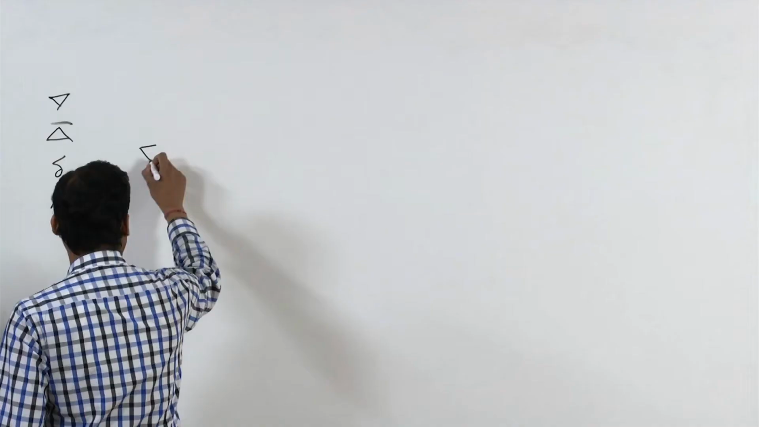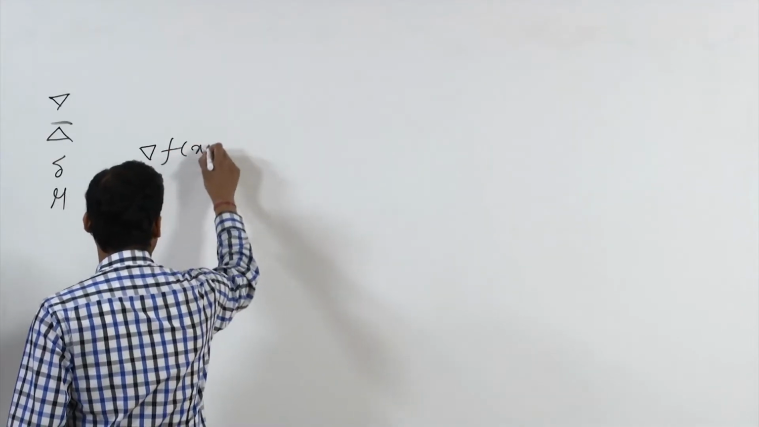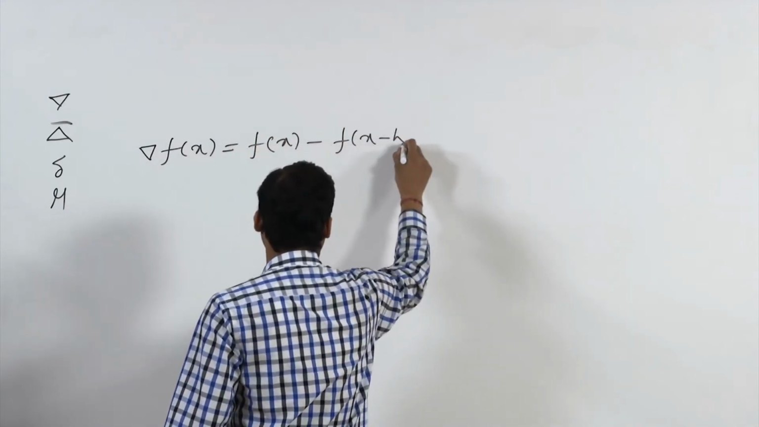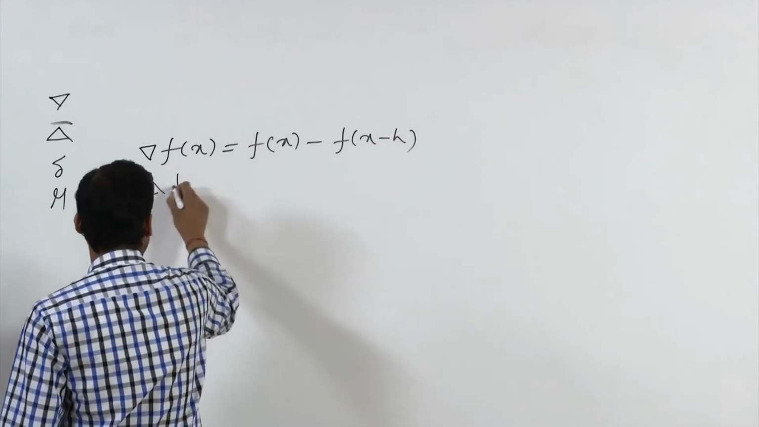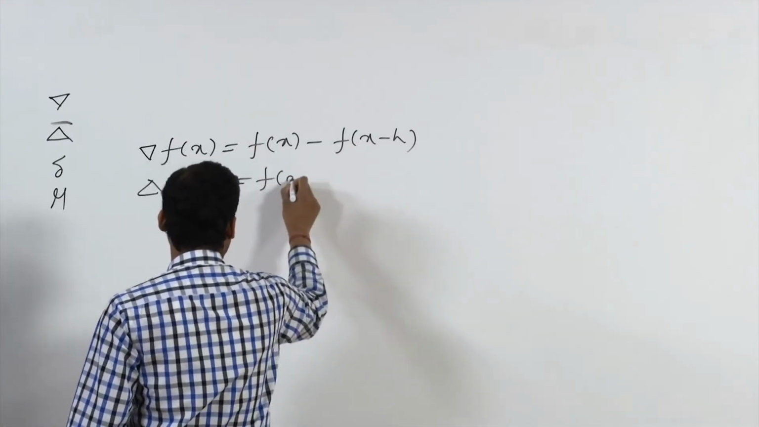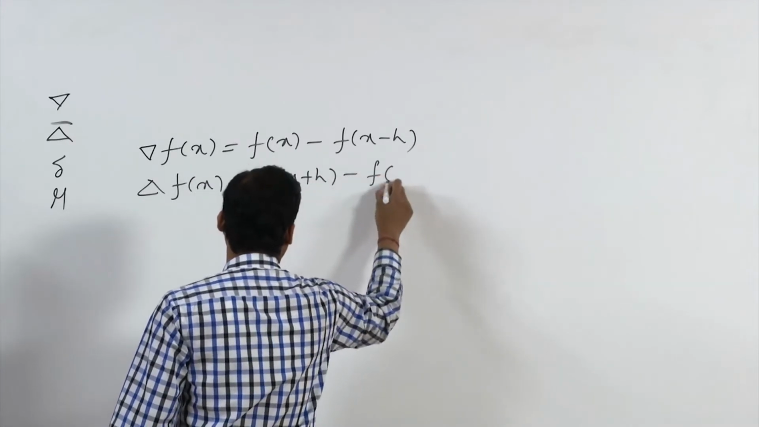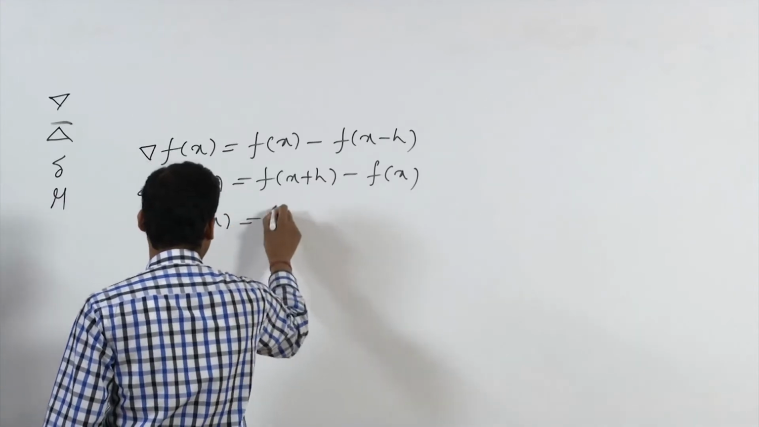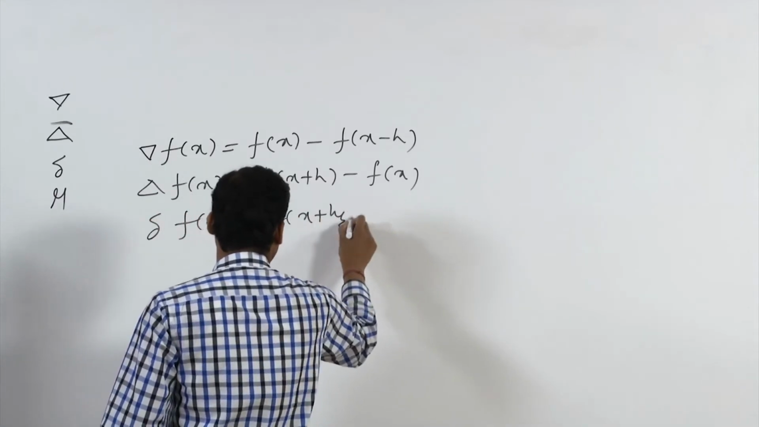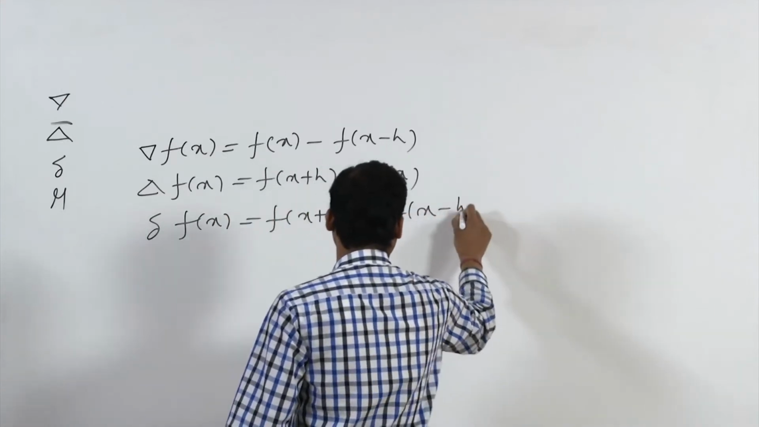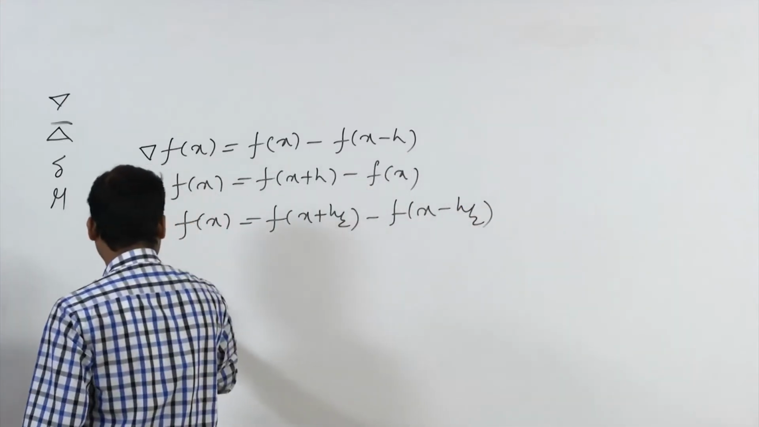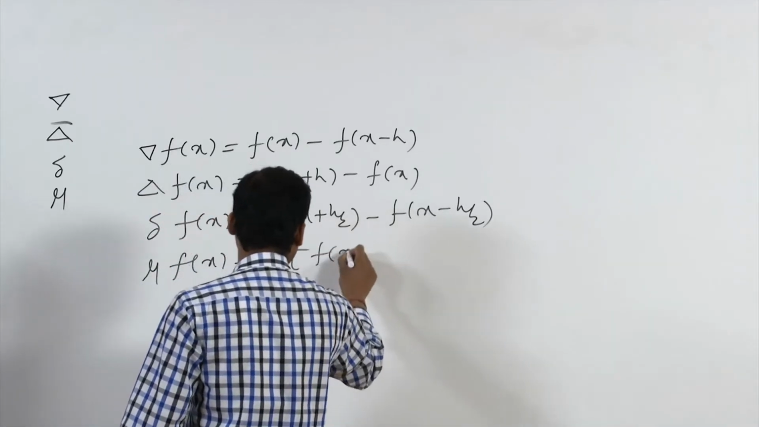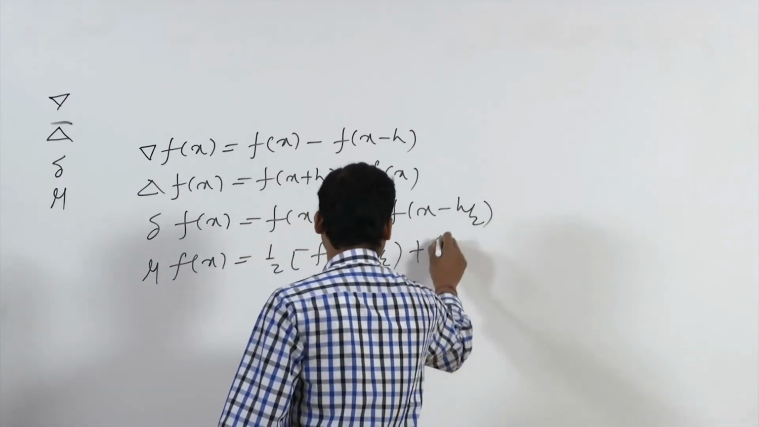So, the forward difference operator and backward difference operators, whatever was operated in the last lecture, are basically expressed as follows. Nabla of f of x is represented as f of x minus f of x minus h, and delta of f of x is expressed as f of x plus h minus f of x. The central difference operator delta of f of x is expressed as f of x plus h by 2 minus f of x minus h by 2, and the average operator mu is expressed as half of f of x plus h by 2 plus f of x minus h by 2.